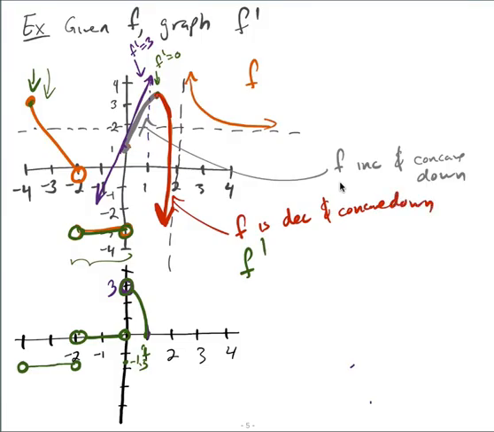So, what is f? F is decreasing and concave down. Okay, so what does that tell me about the derivative then? Negative and decreasing, right? Okay, but so what about the asymptote though? How's that gonna look? What do you guys think?